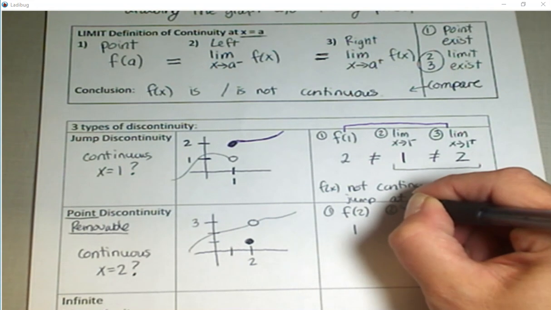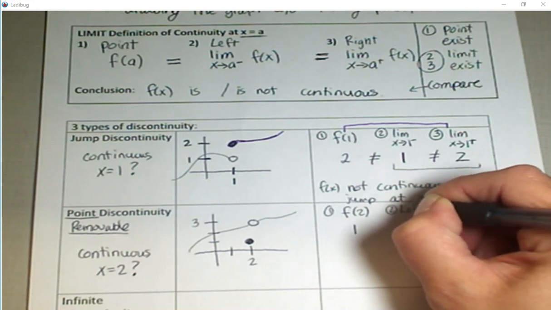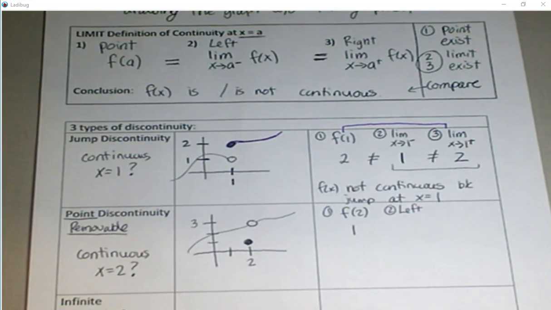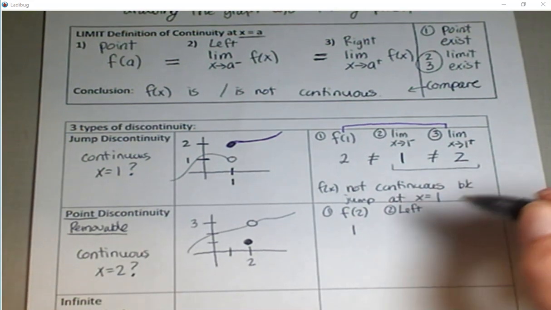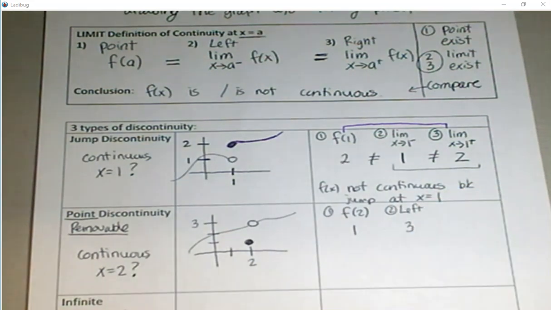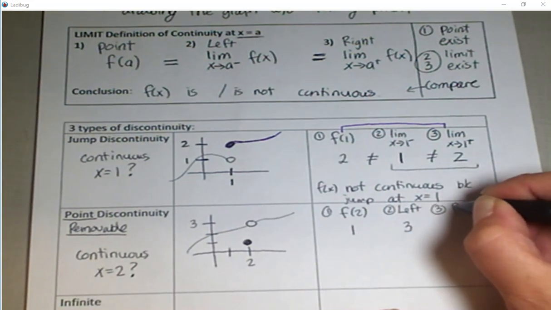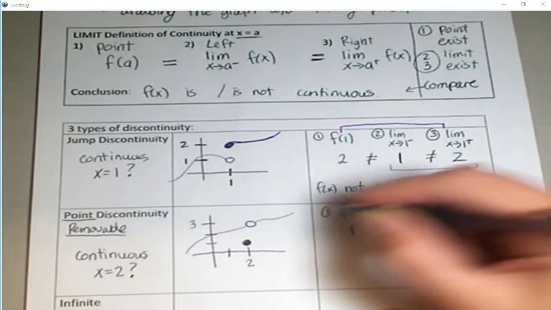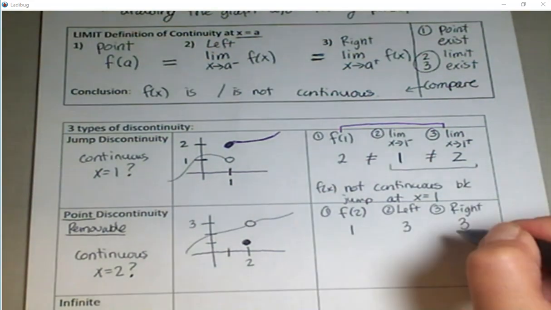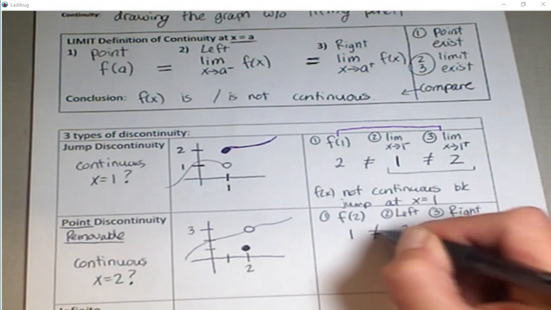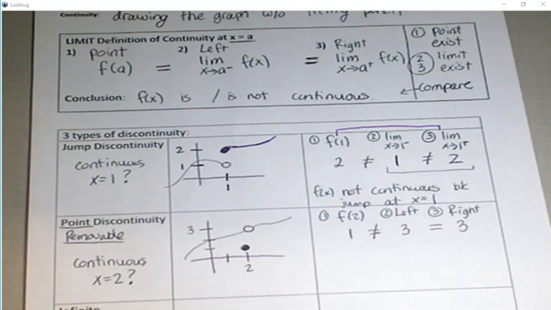So the limit, and sometimes I get a little bit lazy and I just write left and look at it. From the left is 3, and from the right is also 3. And then I compare them. If I were to take away the picture, your goal is to envision what kind of discontinuity it is just from the algebraic statement.